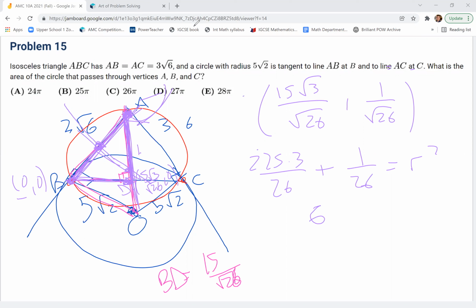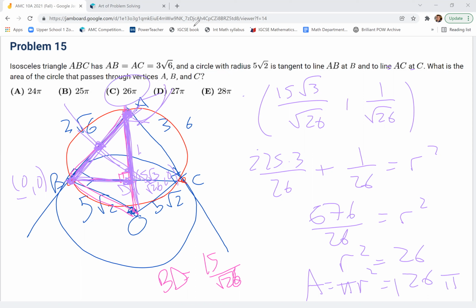So that's going to be what? 225 times 3 is 675. So that's going to be 676 over 26 equals r squared. So that means r squared equals 26. So that means the area equals pi r squared equals 26 pi, which is choice C.